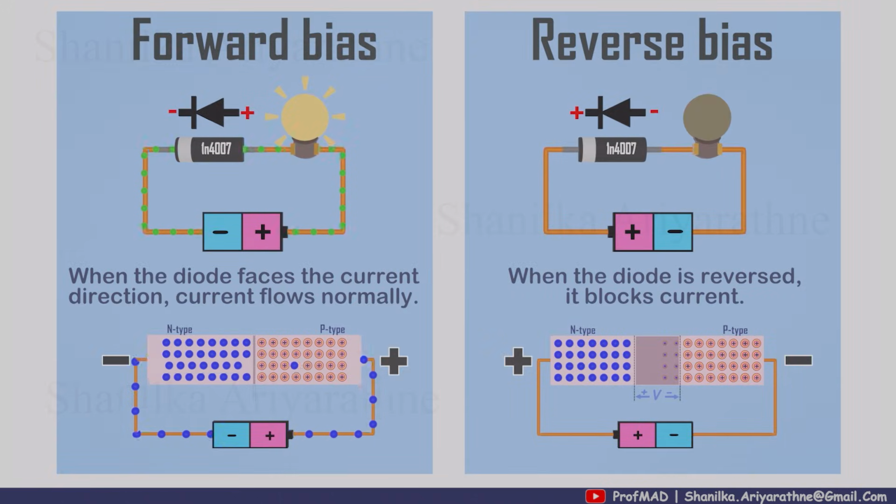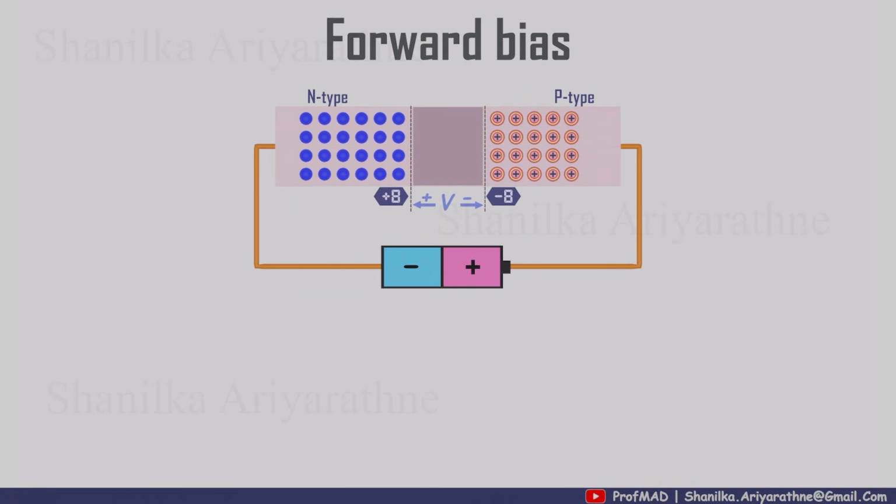As we've seen, a diode can be either forward biased or reverse biased. Now let's take a closer look at what actually happens inside the diode in each of these two configurations. Let's start with forward bias. In this case, the negative terminal of the battery is connected to the N-type side, and the positive terminal is connected to the P-type side.